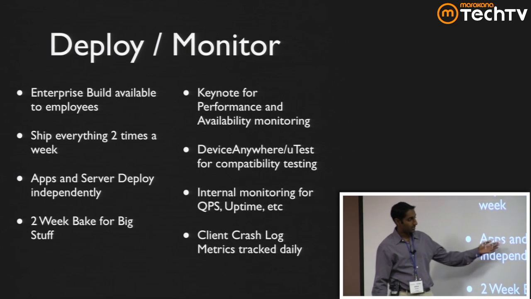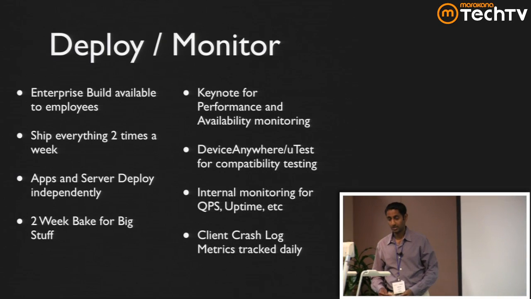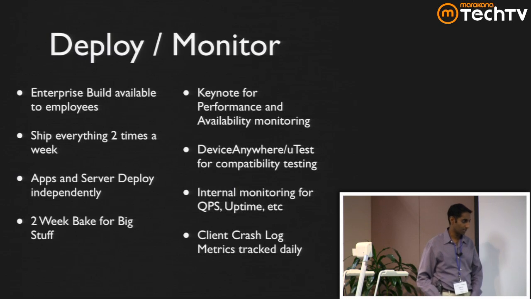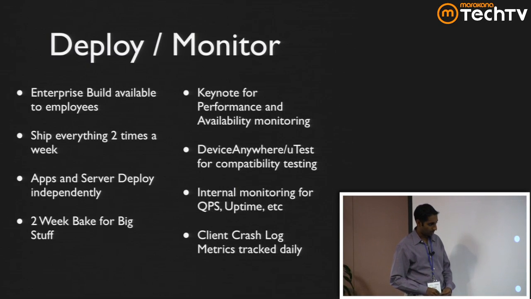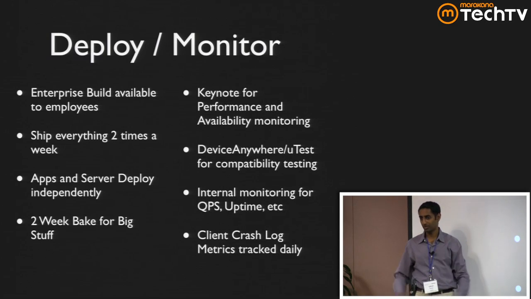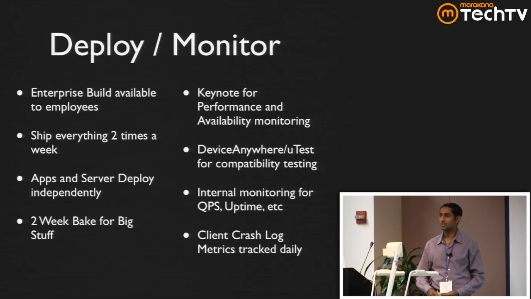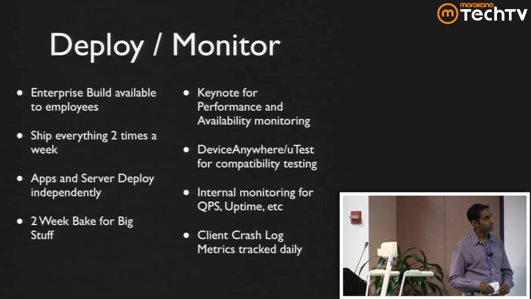The apps and the servers, they deploy independently because we have the screen-based JSON stuff. So the URLs are versioned. Because of a pretty good API, they deploy independently. We do 2-week bakes for really big stuff, right? Obviously, this model works really well when you're doing a whole bunch of incremental changes. If you're going to suddenly redo 2 or 3 screens in some significant way, we do a big bake.